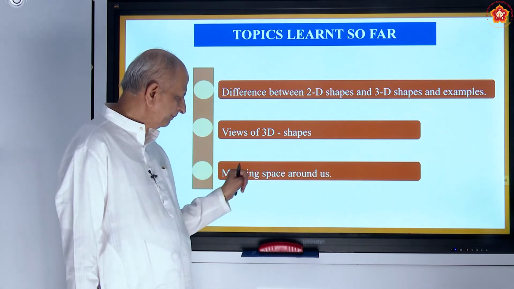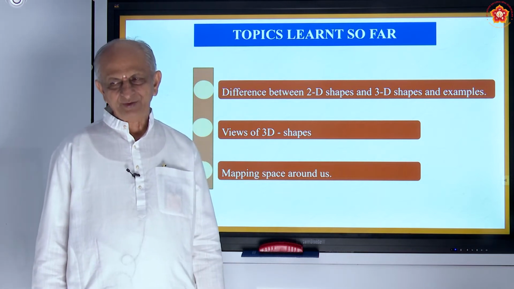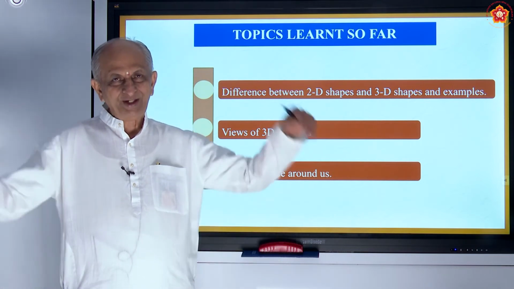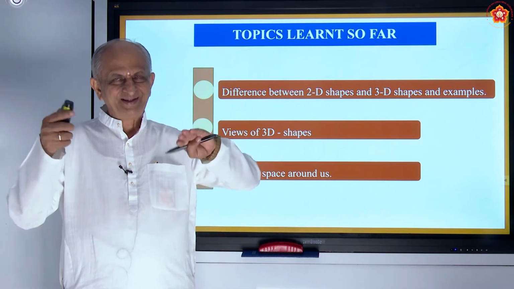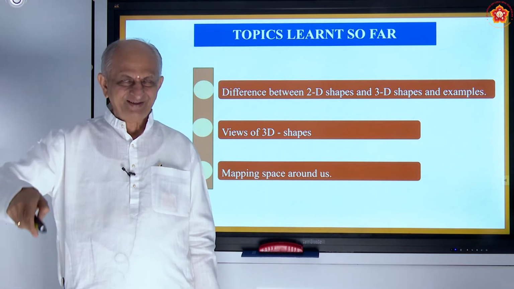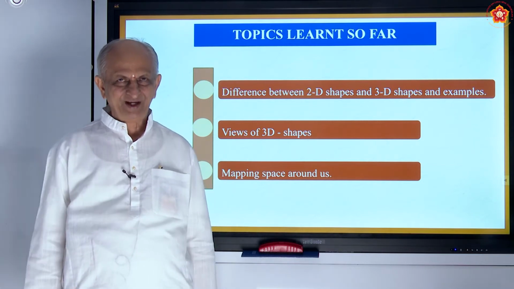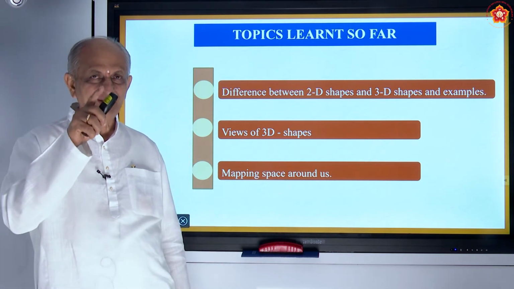Also we heard about mapping of space. How the India map, the whole India has come to that size of map. Similarly, the whole Karnataka can be brought into a small size. How does it happen? By using a suitable scale.